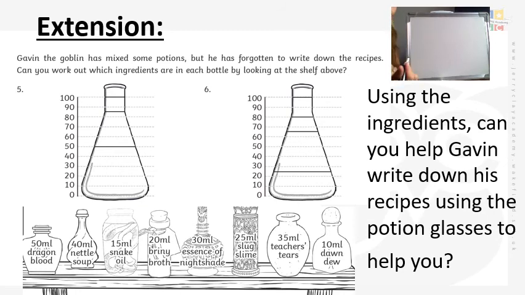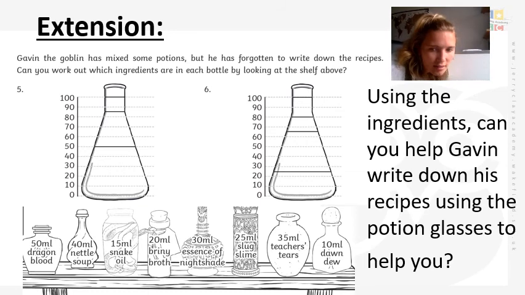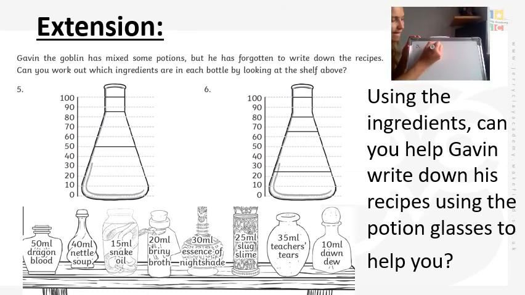Let's have a look at the answer for this one. So for number 5, for the potion that's in there, we can see that at the bottom, there are, let's have a look, 50 millilitres of something, because I know that that's what the bottom part is. And then if the next part is 50 millilitres and goes up to halfway between 80 and 90, that would be 85. So if I find the difference between 50 and 85, if I count up in tens first, 50, 60, 70, 80, plus the 5, that would be 35 millilitres of something else. And then finally from 85 up to 100, that is 15 millilitres.